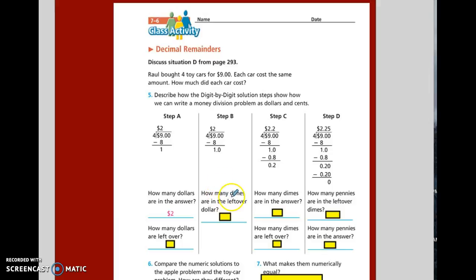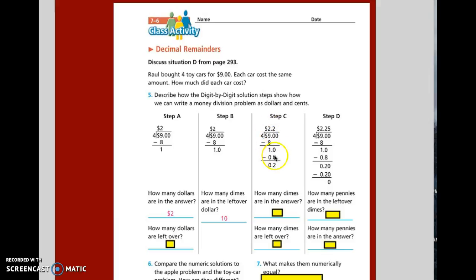First we're going to answer this. How many dimes are in the leftover dollars? So how many dimes is that? The answer is 10 dimes, right? So there's 10 there, all right? So then we go ahead and we've got our dollar. Then we go ahead and divide. We say, how many times does 4 go into 10? It goes into 10 2 times, so I write the 2 up here, and then I do my multiply step.